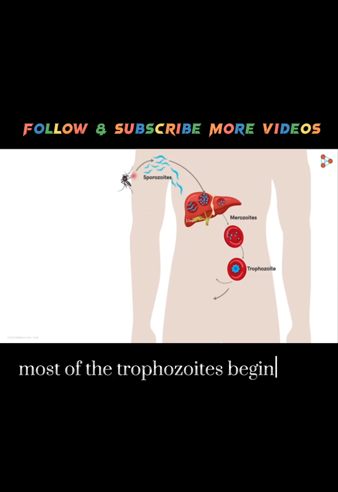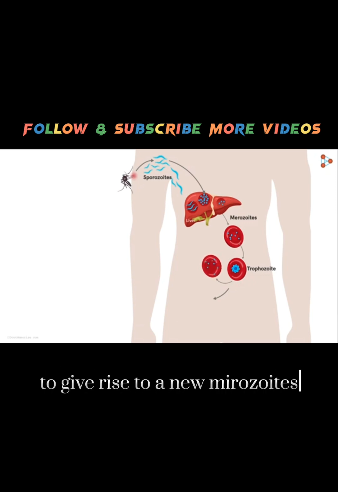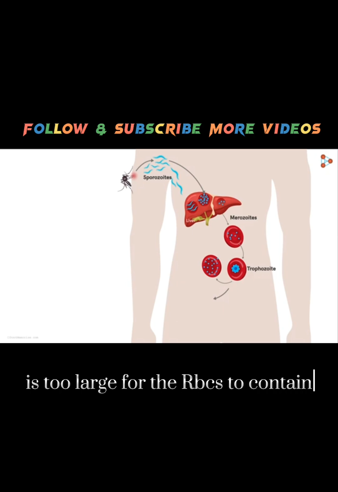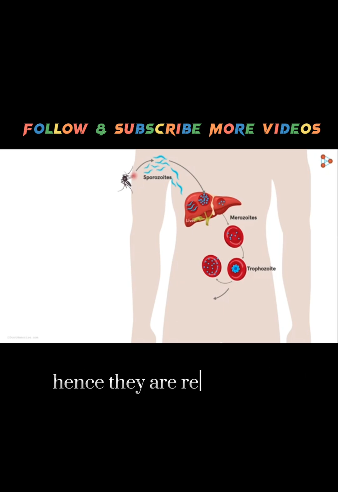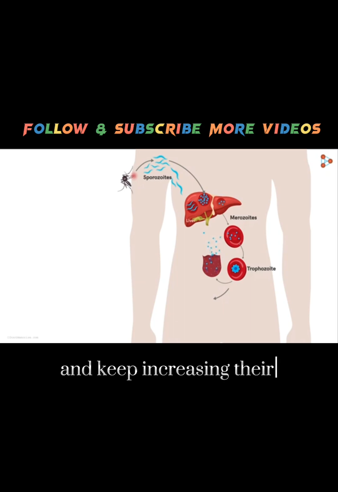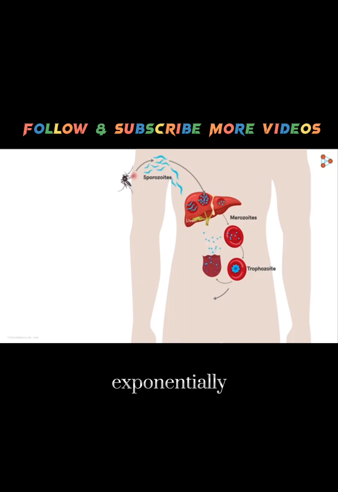Most of the trophozoites begin with the asexual cycle to give rise to new merozoites. And this occurs exponentially. The number of merozoites produced is too large for the RBCs to contain. Hence, they are released out with the bursting of the RBCs. The released merozoites can now attack new RBCs and keep increasing their population exponentially.